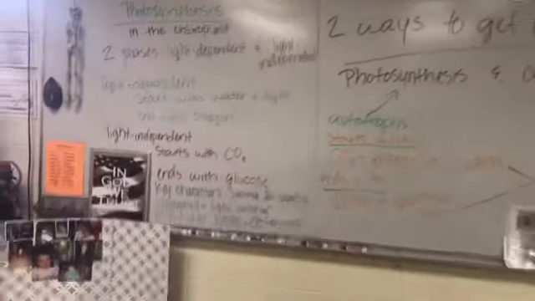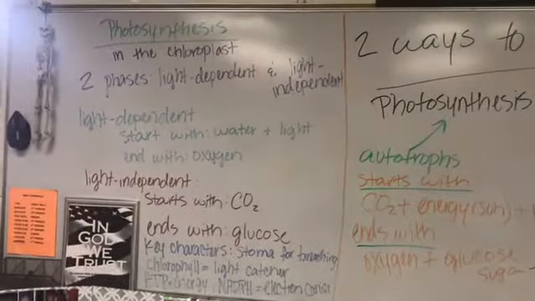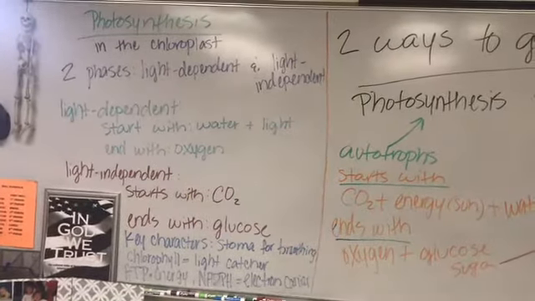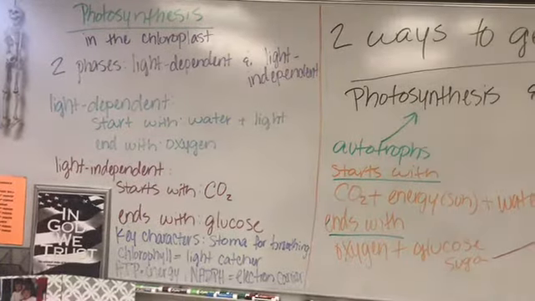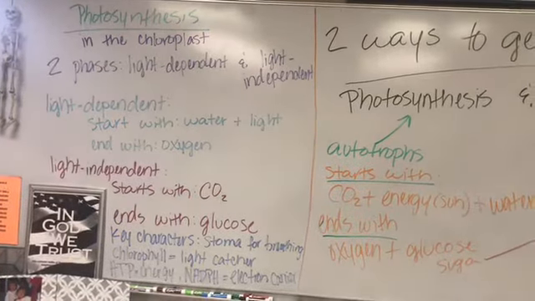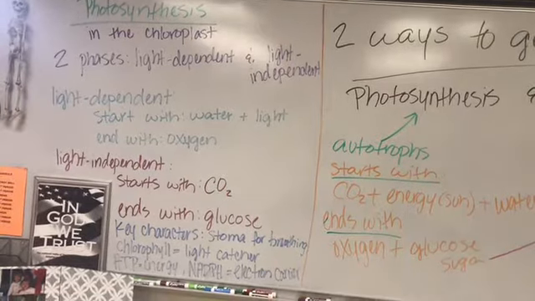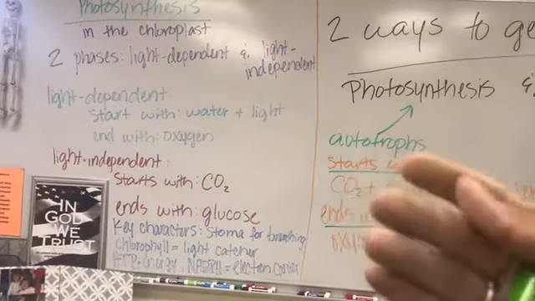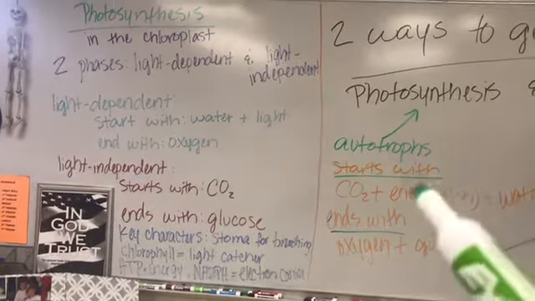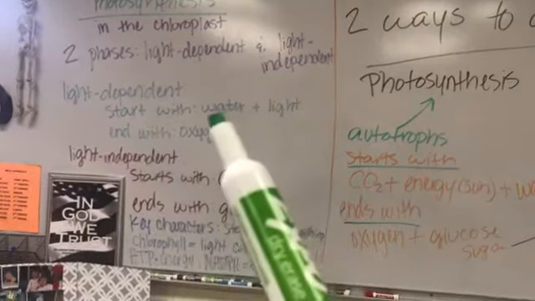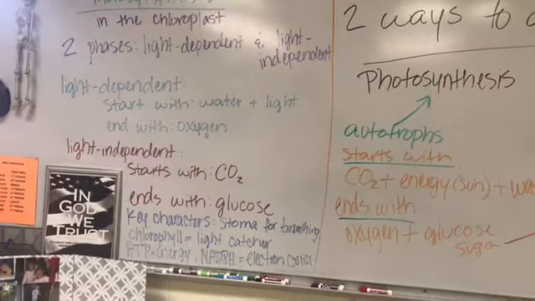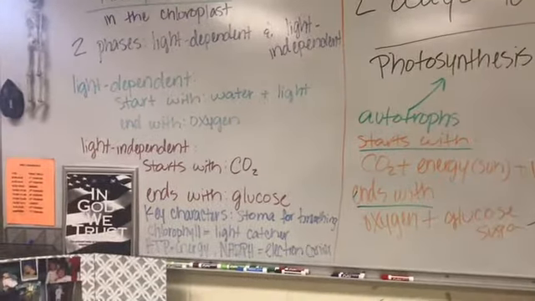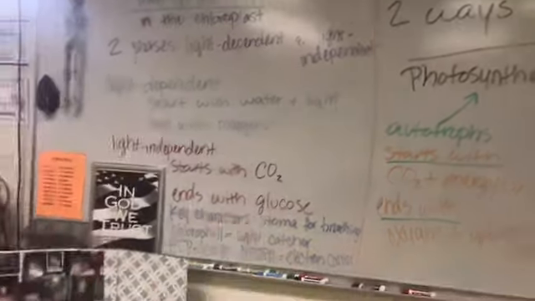So that's just a grand overall view. Now we're going to start with photosynthesis, okay? It's done in the chloroplast, and there are two phases: light dependent and light independent. Why would I call it light dependent? Take a look at what light dependent starts with. Light dependent starts with water and light. Notice that light independent does not start with light. So that's why we call them that, all right?